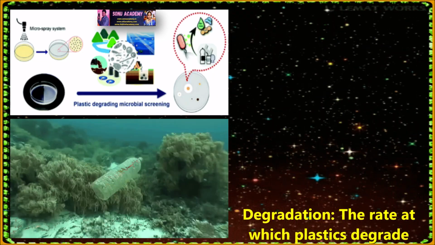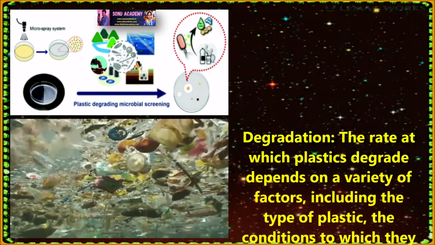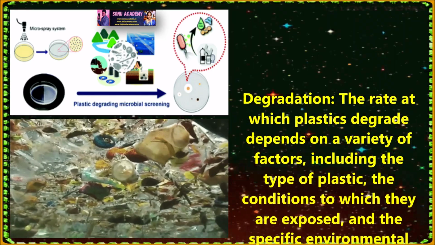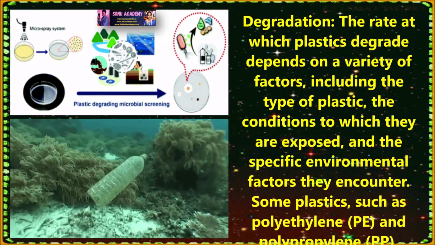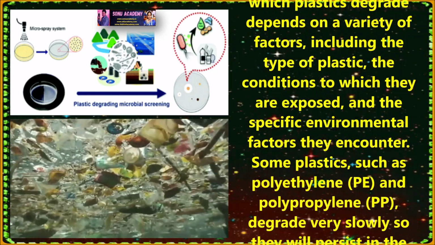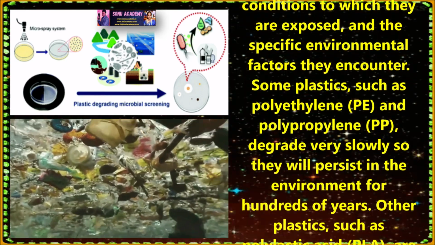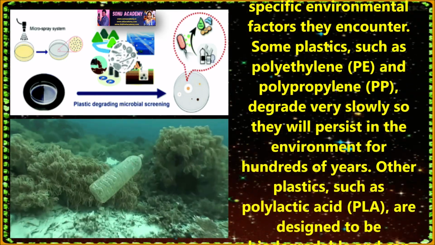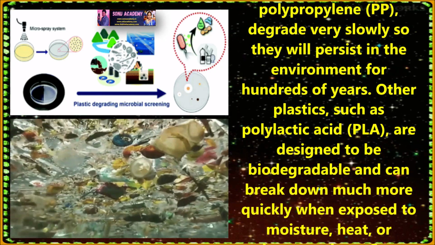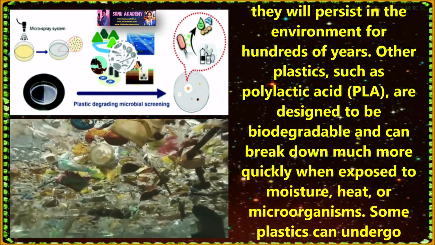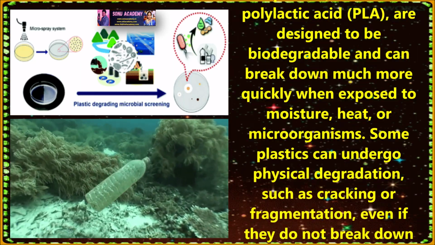Degradation. The rate at which plastics degrade depends on a variety of factors, including the type of plastic, the conditions to which they are exposed, and the specific environmental factors they encounter. Polythene and polypropylene degrade very slowly, so they will persist in the environment for hundreds of years. Other plastics, such as polylactic acid, are designed to be biodegradable and can break down much more quickly when exposed to moisture, heat, or microorganisms.